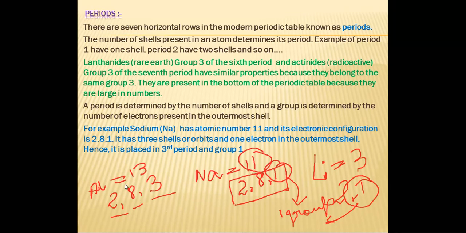Next, in case of aluminium, atomic number is 13. Electronic configuration is 2, 8, 3. How many electrons are present in the outermost shell? 3 electrons. So it is present in which group? It is present in the third group.